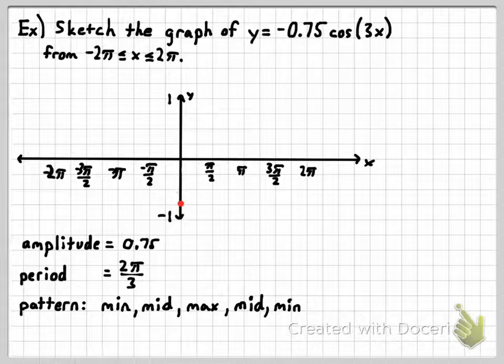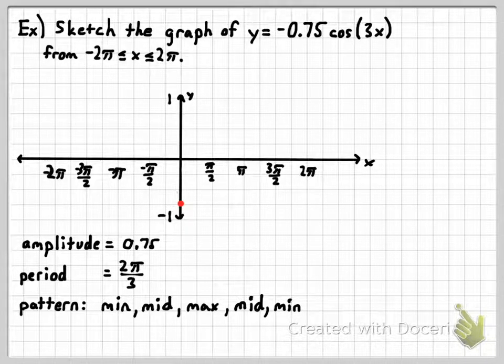And here's the way that I'm going to attack it. If I know the period is 2 pi over 3, then I know the first cycle of this graph, instead of going from 0 to 2 pi, is going to go from 0 to 2 pi over 3. And so what I'm going to do is figure out where 2 pi over 3 is on my horizontal axis, and that will tell me where the first cycle will end.